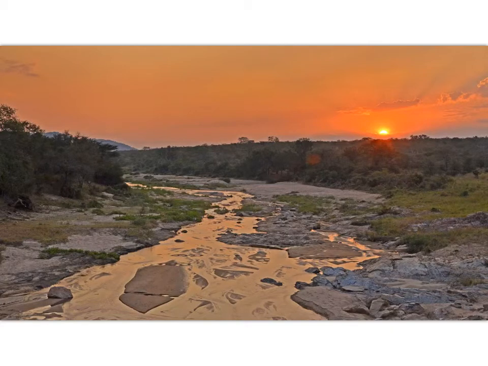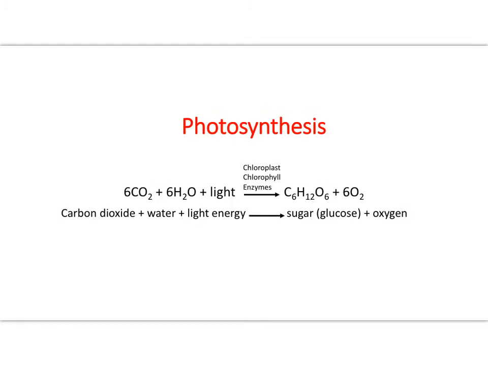As previously mentioned, solar energy needs to be converted into a usable form. The process is known as photosynthesis. The overall photosynthetic reaction is given here. Radiant energy is converted into usable energy, which is stored in sugars and carbohydrates.